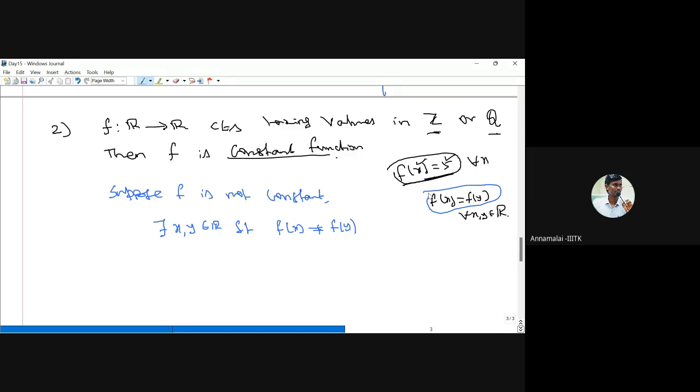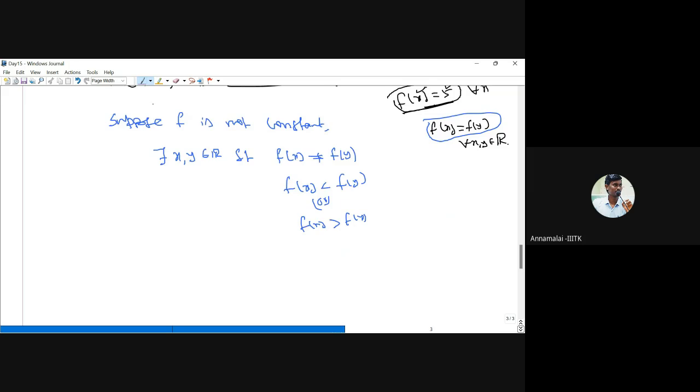Okay. Now, the images are different. Therefore, either f of x is strictly less than f of y, because these are real numbers and we can compare them, or f of x is greater than f of y. There are only 2 possibilities, because by the law of trichotomy, given any two real numbers, either they are equal, or one is less than or greater than the other. It is given that f of x is not equal to f of y. Suppose we take this case, then what will happen?